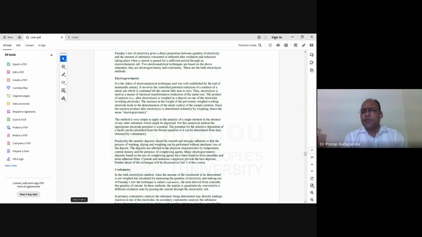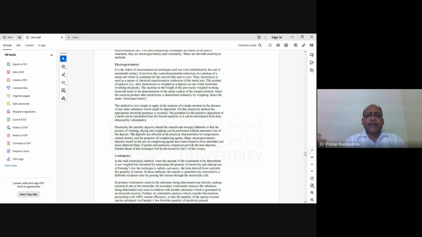Usually this process is feasible only for metals. So many things are there. Here cyanide and ammonia complex provide the best deposit. If you take an ammonia-related compound like ammonium chloride, and you want to extract chlorine gas from that, you can use that. If you are using hydrogen cyanide, and you release hydrogen gas from that one, you can use this process also.